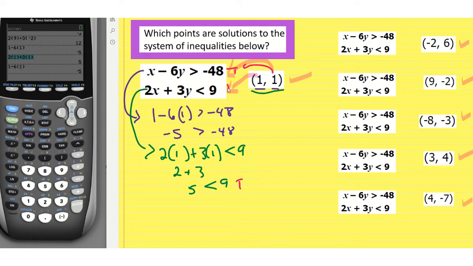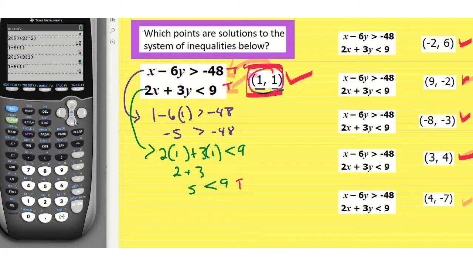So the second inequality is true for this point. So this point is a solution to my system of inequalities. Okay, so we're going to go over here and test these other points, but to save a little bit of time, we are going to use our graphing calculator for the rest of these. So if you'll go over here to the graphing calculator.